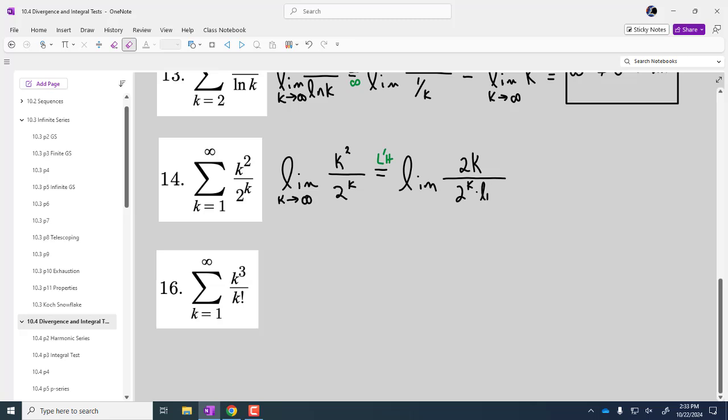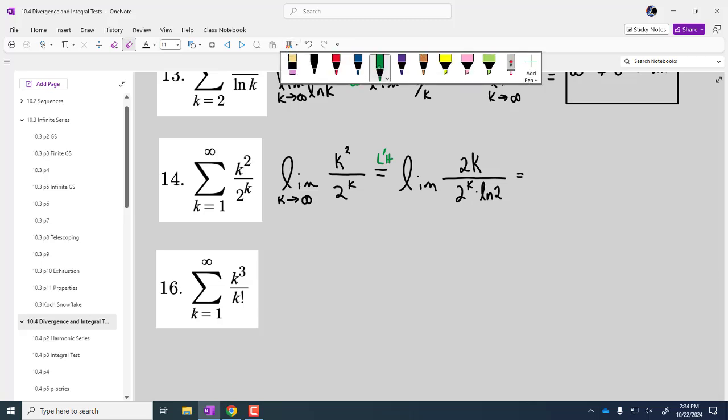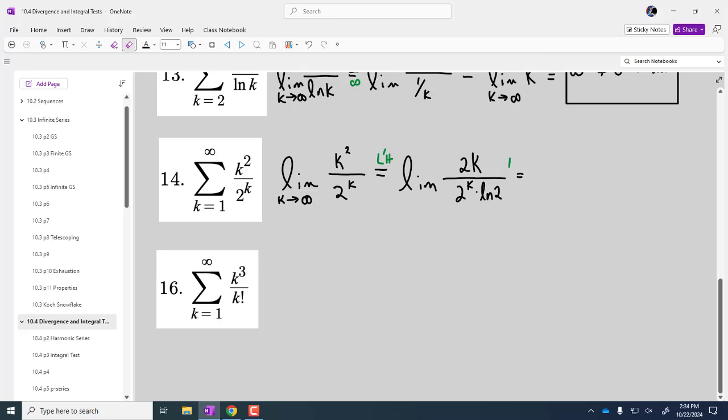Log 2. Log of the base. So if you have an exponential other than e, you always have that little extra factor, natural log of whatever the base is. Okay, so now we have that. Is that still indeterminate? Yep, so we're going to use L'Hopital again. Still infinity over infinity.